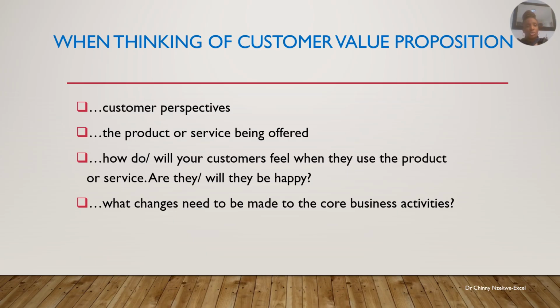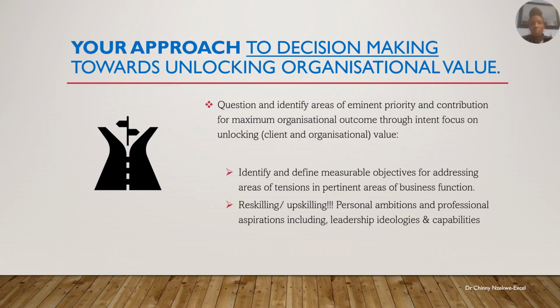What changes do you need to make within the core business activities? Remember, as a business leader, you're assessing your approach towards decision making in line with unlocking customer value. So these are the different steps you may want to consider in terms of assessing that approach in decision making towards unlocking organizational value. So moving on, I'm being a little bit more specific. When I say assessing your approach to decision making towards unlocking organizational value, I've got specifics on the slide.